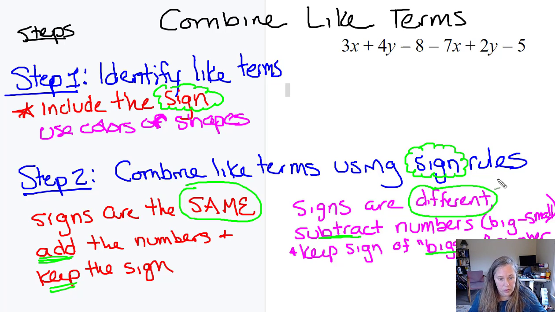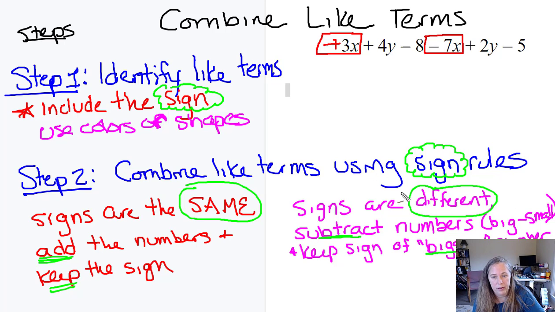So you pause and get those notes, and then get ready to do the example, and you can do the example with me if you want. So identify like terms, and it says include the sign. So I'm going to start with the x's, and I'm going to use red squares. We have 3x. There's no sign with that 3, which means it's a positive, so I'm going to add a positive there. So we have positive 3x, and we have negative 7x. Notice how I'm including the sign. That's really important. Okay, then I'm going to combine those like terms using the sign rules.